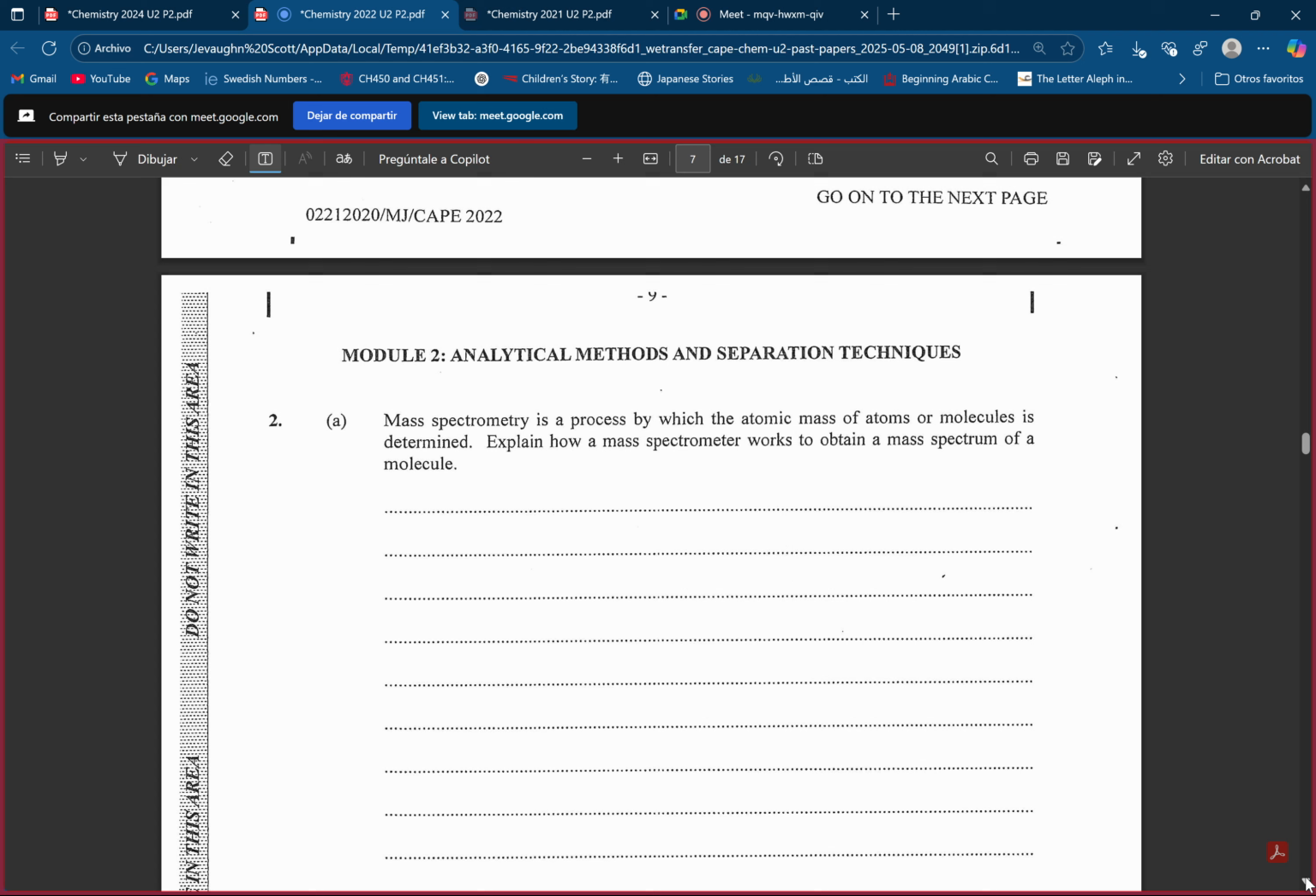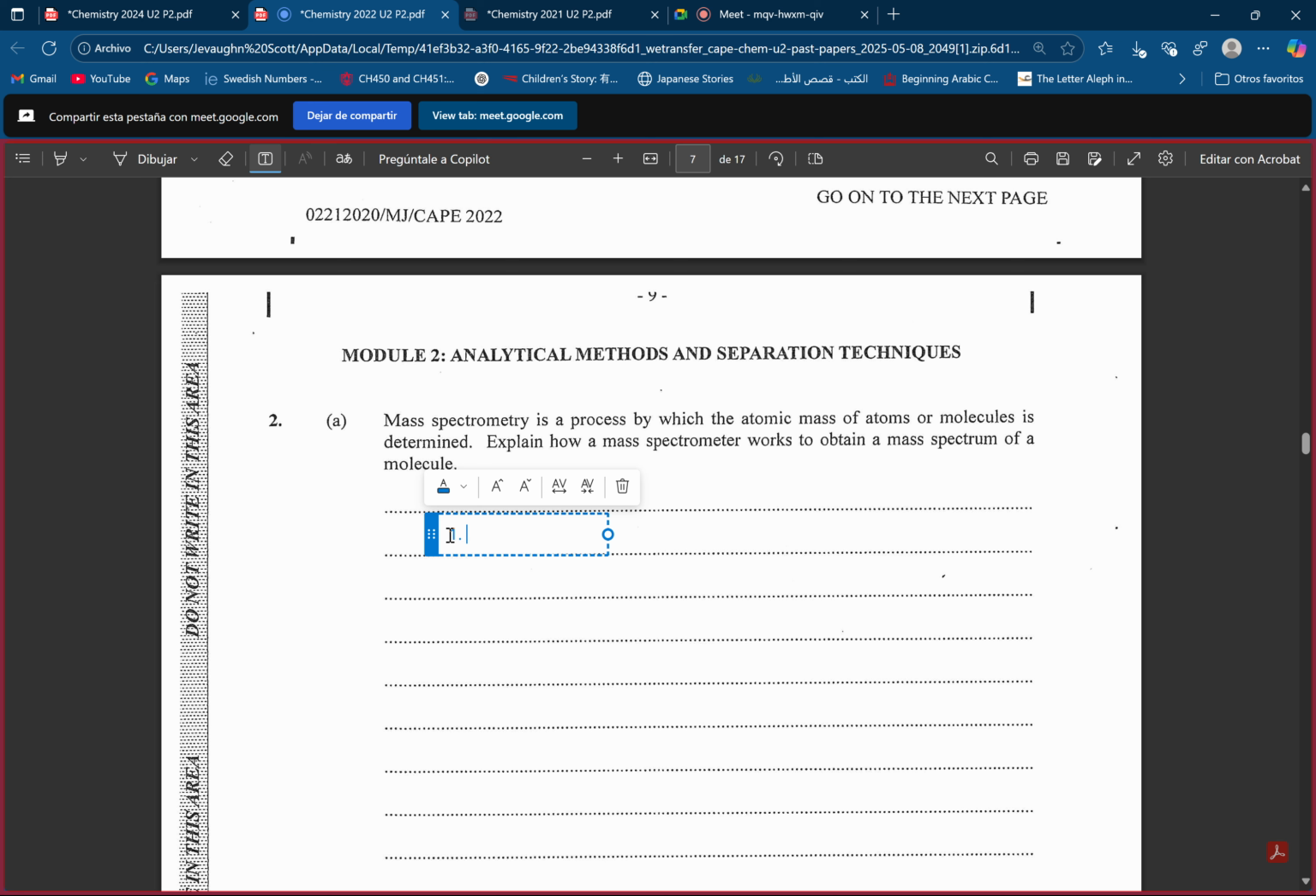Module 2. So here we are at Module 2 of the 2022 paper, Analytical Methods and Separation Techniques. Mass spectrometry is a process by which the atomic mass of atoms or molecules is determined. Explain how a mass spectrometer works to obtain a mass spectrum of a molecule. There are four main ways. What's the first way? Go ahead.